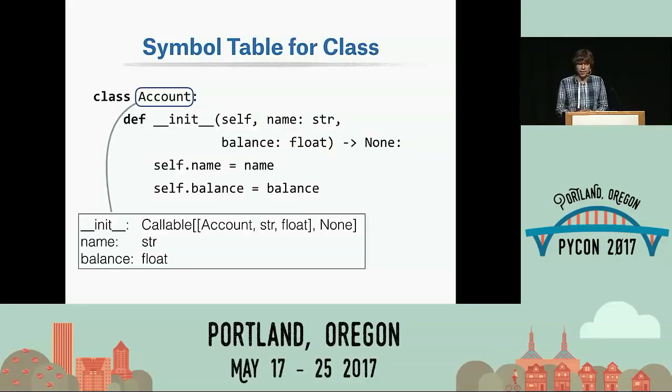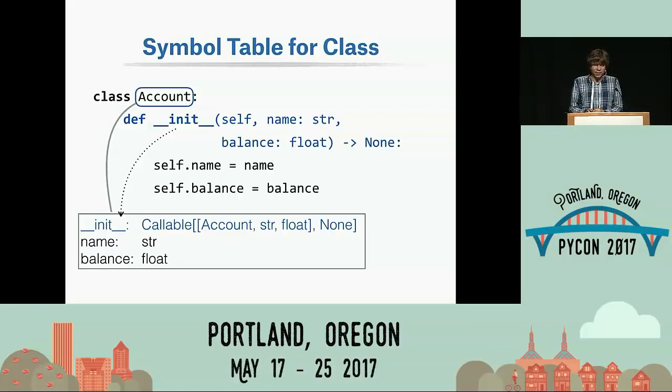So this is a symbol table for a class from the previous example used in the demo. We have a class account, and below the source code, we have a symbol table for the class. This is for the class, not for the function or the method under init. And we can see that it has three things. First, we have under init. MyPy looks at the definition of the class and sees what are the kinds of things that the class will have at runtime.